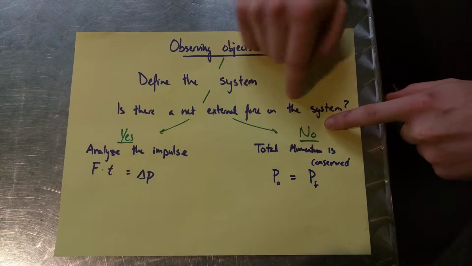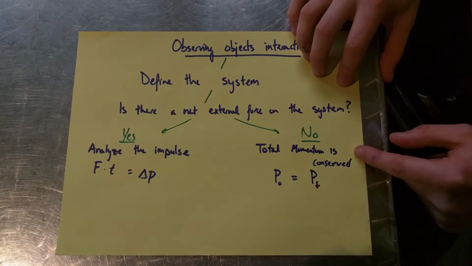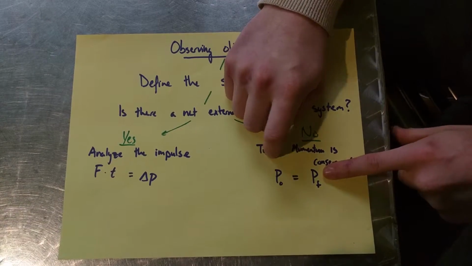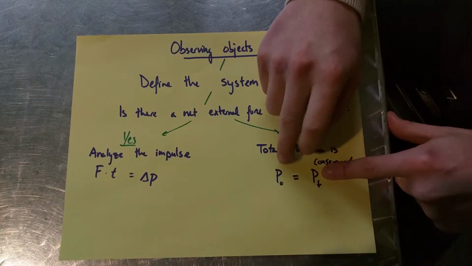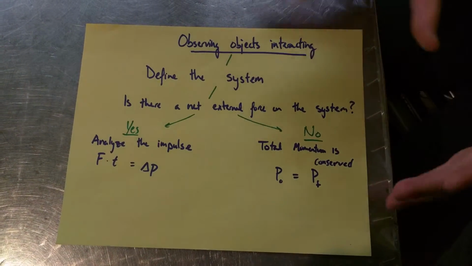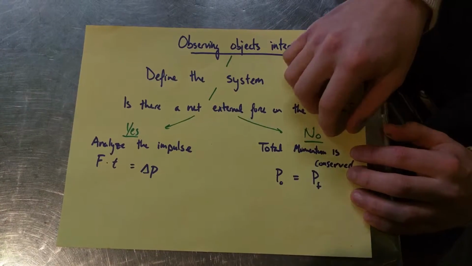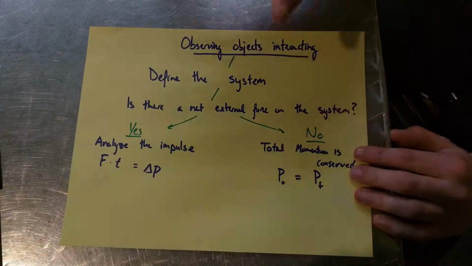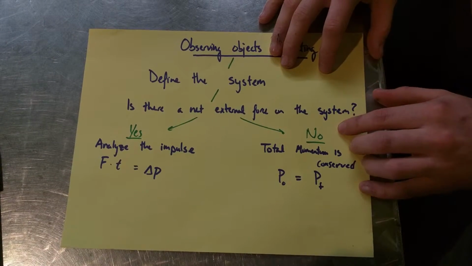If there's no net external force acting on the system, then the total momentum is conserved. And we use this, which is extremely powerful in solving objects interacting problems. The initial momentum is equal to the final momentum, and if we have two objects at play, then we're going to add up both of their momentums before the collision and both of their momentums after the collision and set them equal to each other to solve for whatever variable the problem is asking for us to solve.